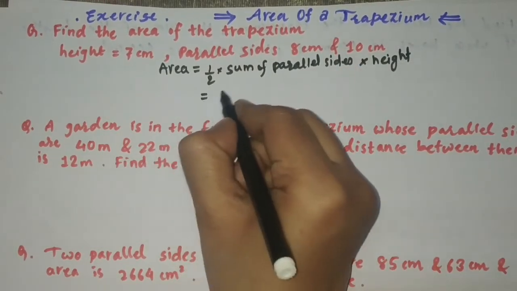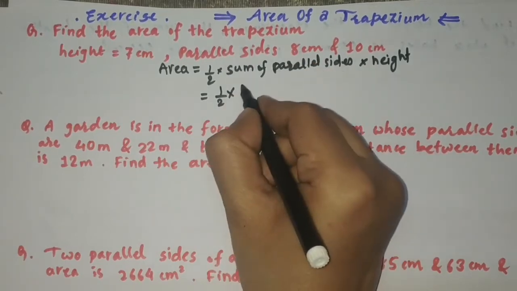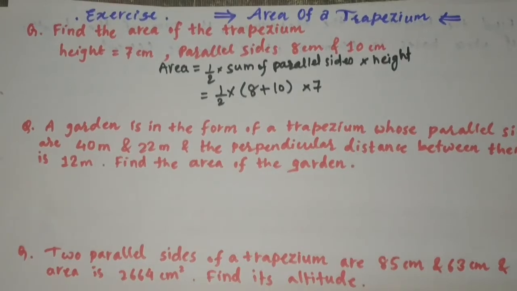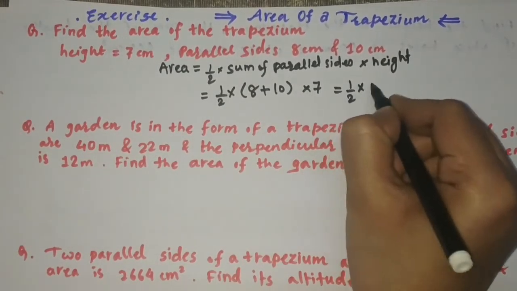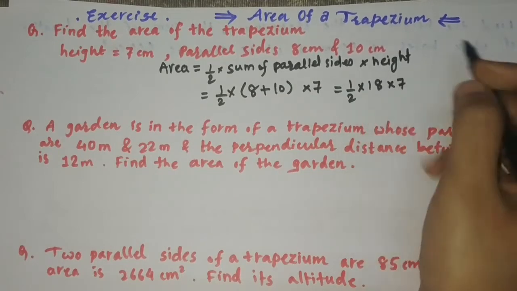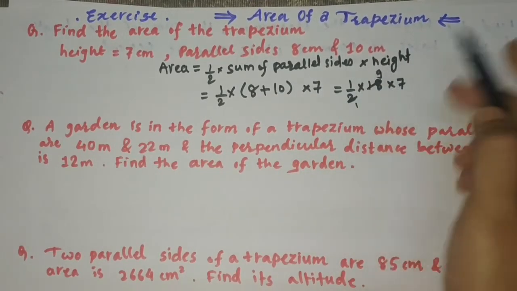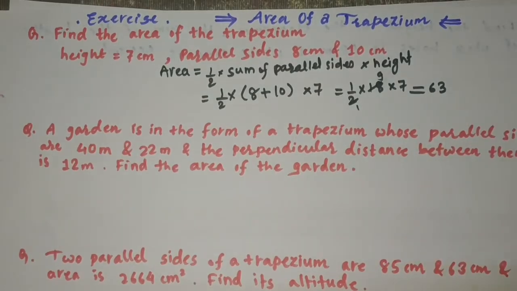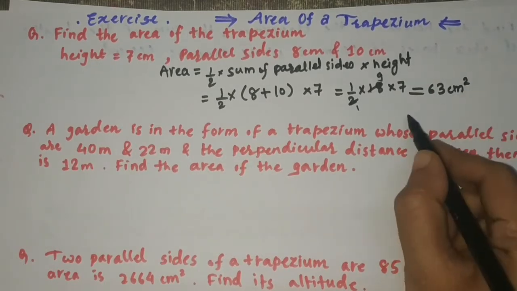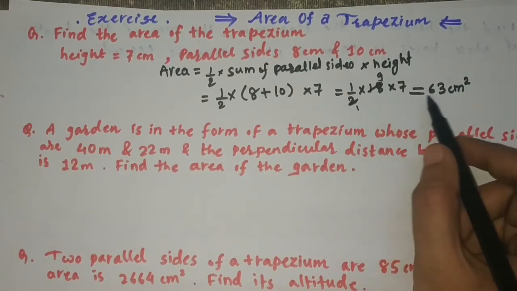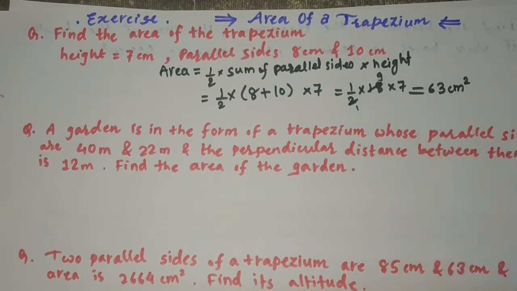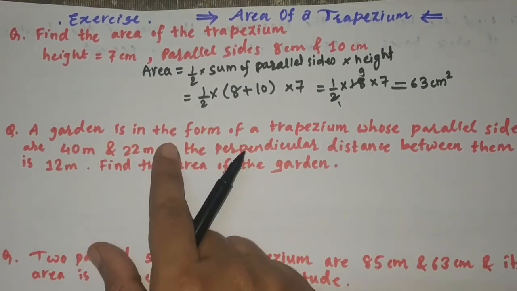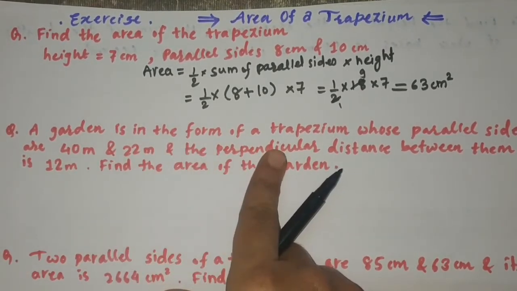So what is the sum of its parallel sides? 1/2, the parallel sides are 8 and 10, and the height is 7. So you can write it equal to 1/2 times 18 multiplied by 7. I can cancel, so I'll get 63 centimeter square. So what is the area of the trapezium here? 63 centimeter square.